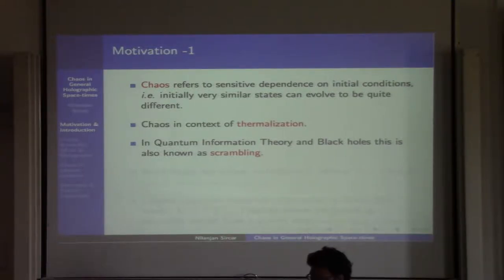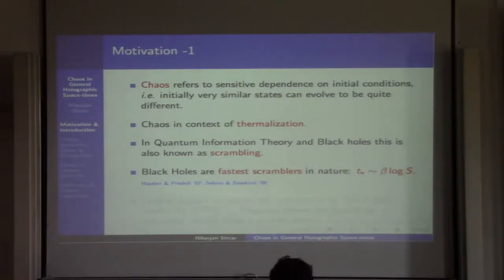What I mean by scrambling is that you put a bit of information in some thermal bath, and then you wait long enough, and you cannot get back the initial disturbance by local measurements. Of course, this is a unitary evolution, so you can get back the information about the initial disturbance by some non-local measurement, typically of the order of the system size, but not by local measurement, and locally it will look thermal again. So this is the meaning of scrambling in the context of thermalization.